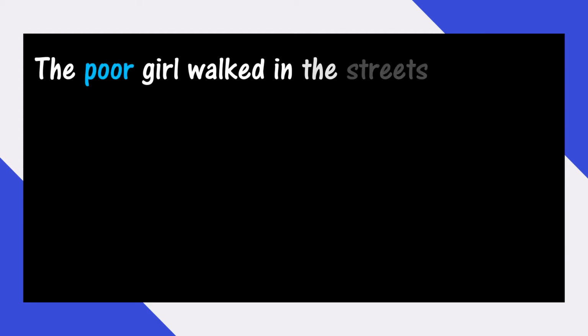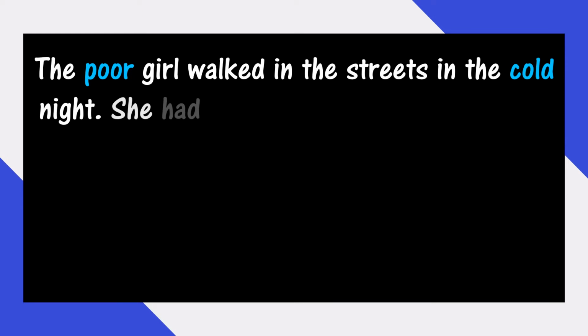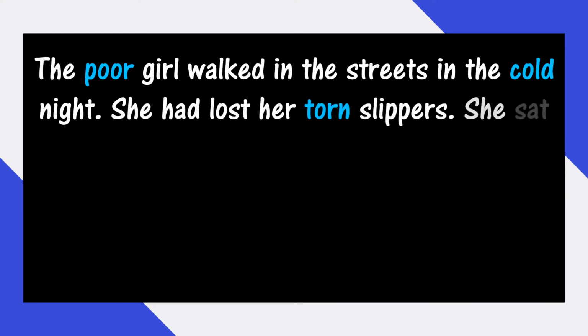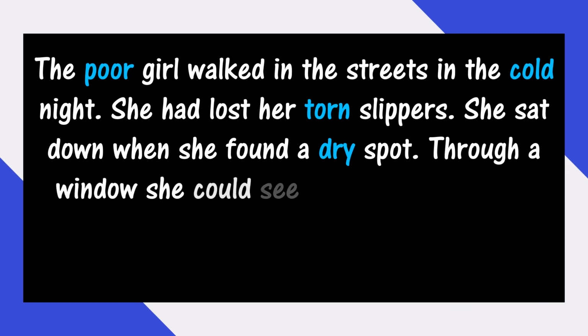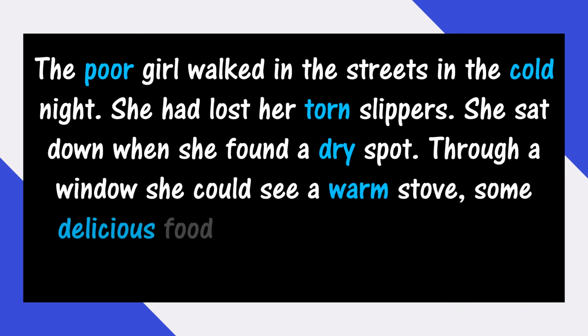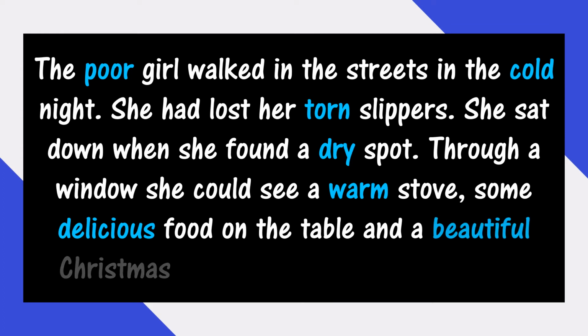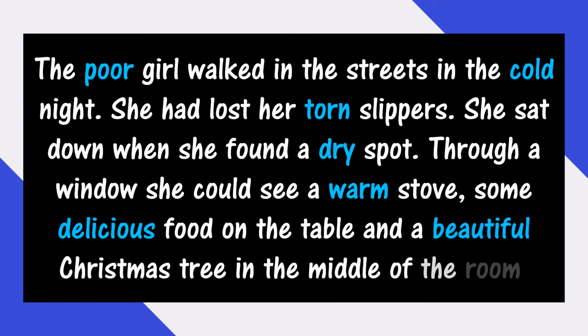Now let us read. The poor girl walked in the streets in the cold night. She had lost her torn slippers. She sat down when she found a dry spot. Through a window she could see a warm stove, some delicious food on the table, and a beautiful Christmas tree in the middle of the room.